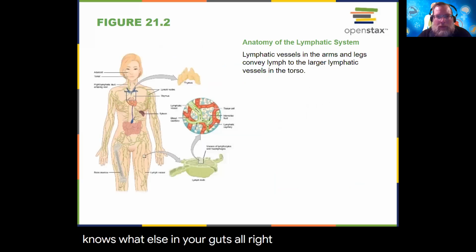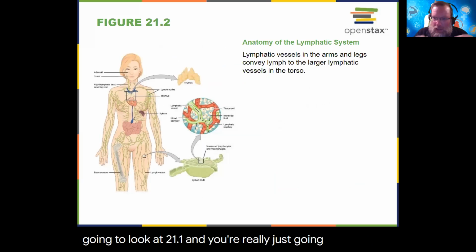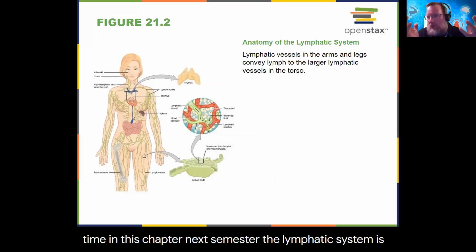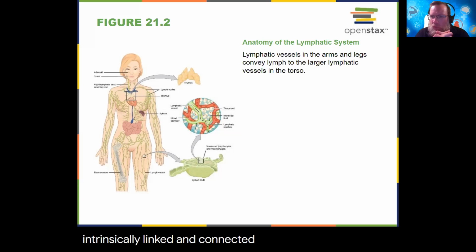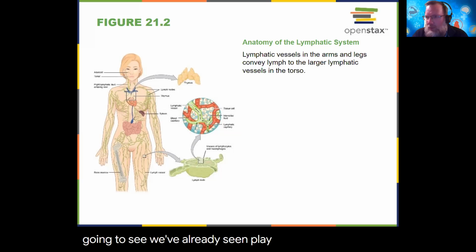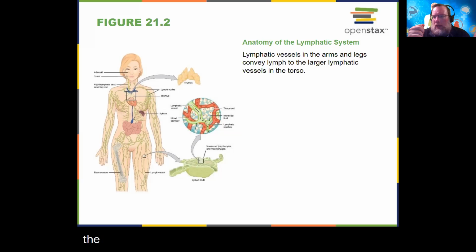All right. So anyway, last thing, a couple of items with chapter 21. Again, you're just really going to look at 21.1, and you're really just going to look at a couple of different things, because again, we spend a lot of time in this chapter next semester. The lymphatic system is intrinsically linked and connected with the cardiovascular system. So basically, when we look at fluids in the body, we've already seen plasma, which is the fluid of the blood.